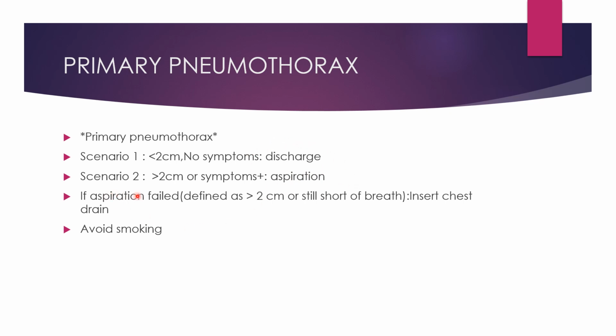And there is a second scenario where the rim of air of pneumothorax is greater than 2 centimeters, or the patient has symptoms, shortness of breath or chest pain. If one of these two is positive, then consider the patient for aspiration, and reassess the patient after aspiration. And if the aspiration has failed, that means if the rim of air is still greater than 2 centimeters, or the patient is still short of breath, then consider inserting a chest drain.